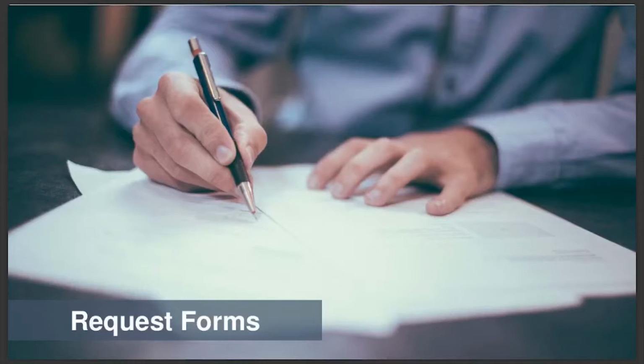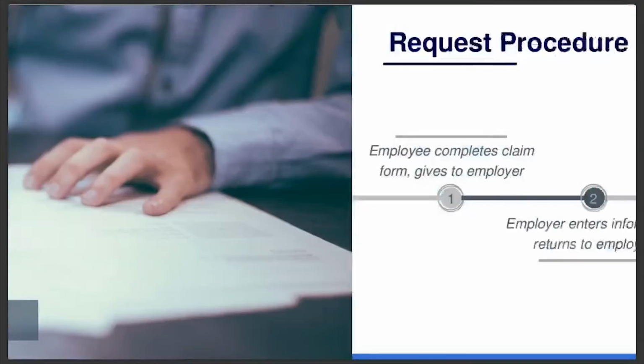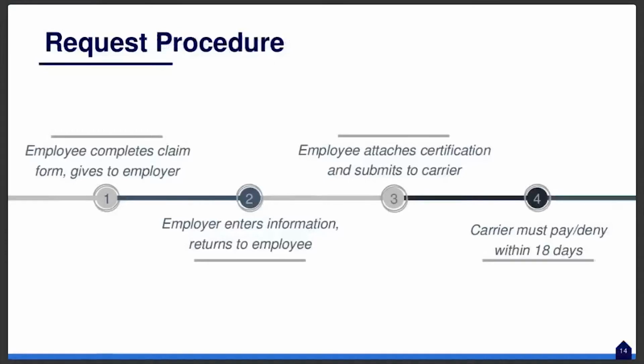But I do want to go over the request forms to some extent because they are now out and available. So here's the request procedure as it's spelled out. The employee is going to say something, right, that they need to take time off because of XYZ. They may or may not flat out say, I need paid family leave, but they're going to put the employer on notice that they need this.